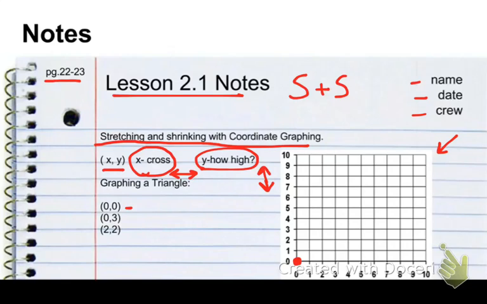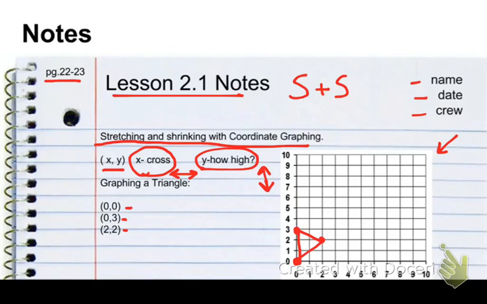Our next one is going to be (0, 3). So I go 0 across, up 3. And my last point is 2 across, 2 up. I end up getting a triangle by connecting the dots. Hopefully I did that right. If I didn't, one of you will tell me, I'm sure. Okay, so that's pretty easy, right?